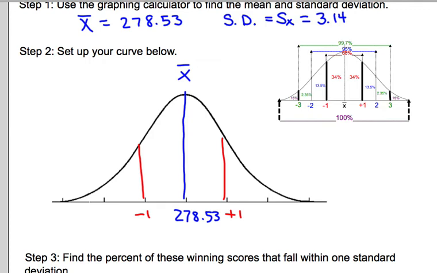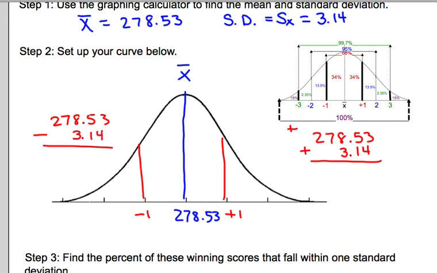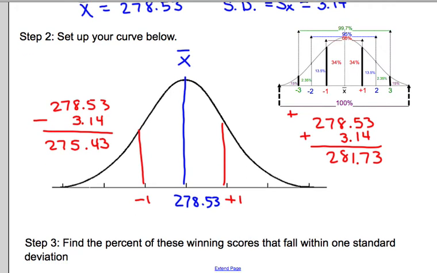So if you remember how to find that, we have to add 278.53 plus our standard deviation of 3.14. And that'll give us our positive standard deviation. Now I'm going to head over to the left. We're going to take 278.53, and we're going to subtract the standard deviation of 3.14. And that'll give us the left side of our standard deviation. So this value here is 281.73. And then this one is 275.43. I'm going to go ahead and write those down here.